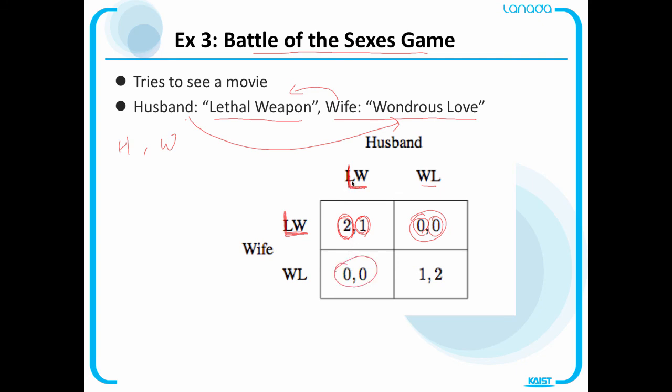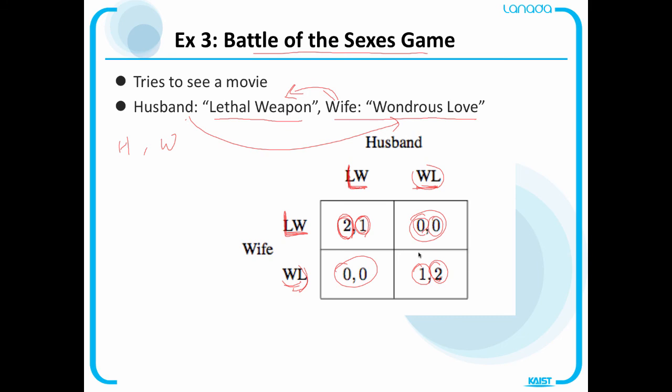But when they choose the same movie, the payoff is positive, though a little bit different. For example, the husband chooses Wondrous Love and the wife chooses Wondrous Love, even though the wife has a preference for Lethal Weapon. So the husband's payoff is 2 because he loves Wondrous Love. But the wife isn't happy about Wondrous Love, though it's good to see the movie together, so her payoff is 1. This is the battle of the sexes game.